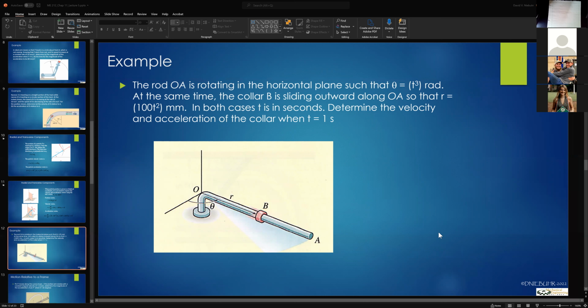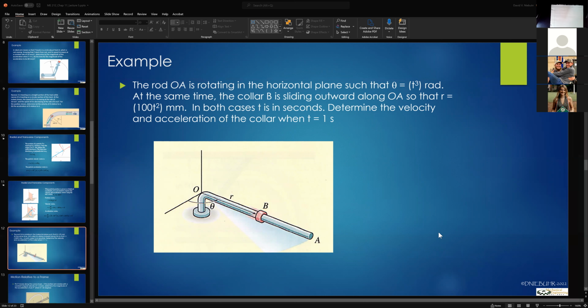And so we're given that the theta equation with respect to time is just t cubed. So that's just time cubed. So it's saying that that's the position according to time. And then we also have the collar's position r is 100 t squared, where both t's are in seconds. So we're going to go ahead and figure out what is the velocity and acceleration of this collar when t equals 1 second.